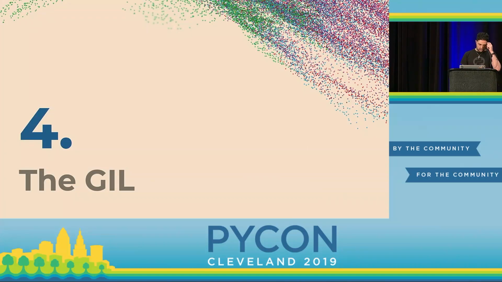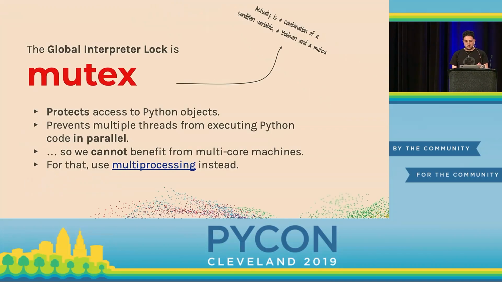Okay, so let's talk about the GIL briefly. The GIL, as you may know, is a mutex. It's actually just a combination of a mutex, a condition variable, and a Boolean. One of the important things that it does is that it protects access to Python objects. When you have multiple threads, it protects them from modifying the reference count, because when you grab a Python object or refer to it, you need to increase and decrease the reference count of the object, and this is just an integer.